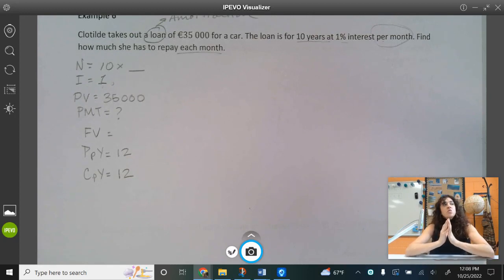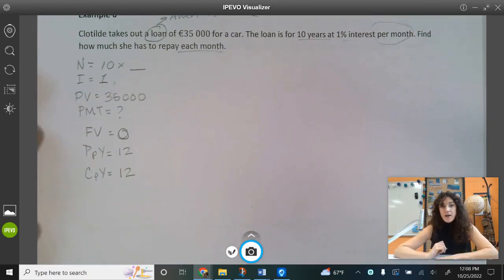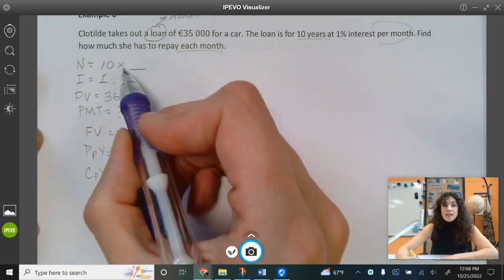Final value. Pause and think. We start off with a bunch of money. At the end of these 10 years, we want to pay all of the money back. We want to have no more money left that we owe. So that's going to be 0 as our final value.